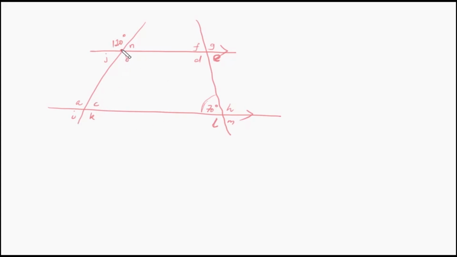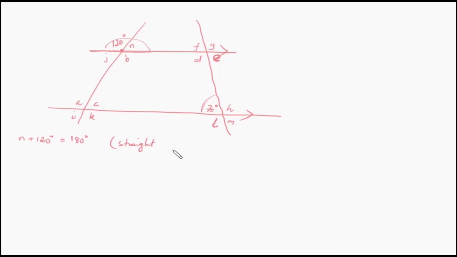Now, let's start here. So here we can find n. Why? Because this is a straight line. So this angle plus this one, these two angles, their sum should be 180. So you can say n plus 120 degrees equals 180 degrees. Reason: straight line.